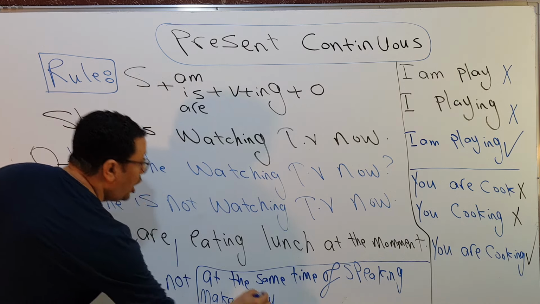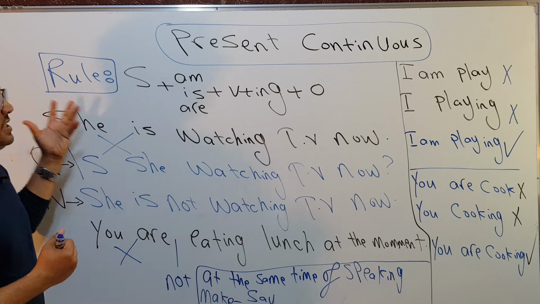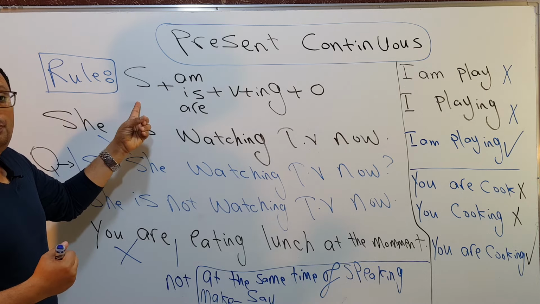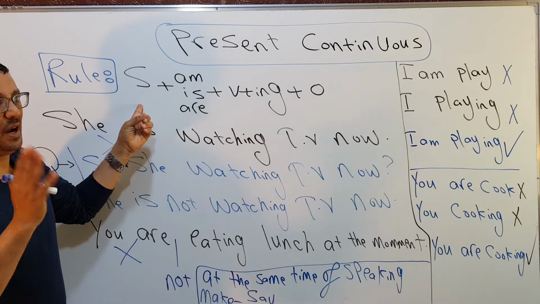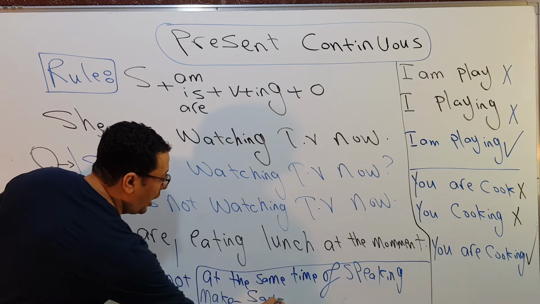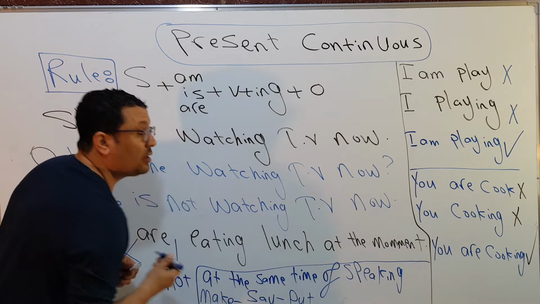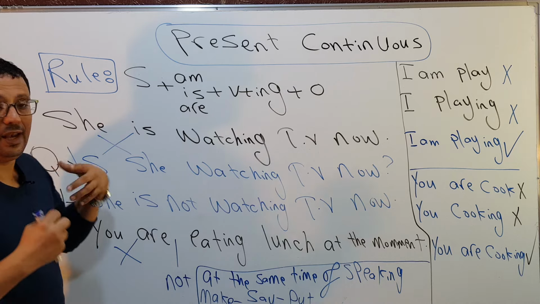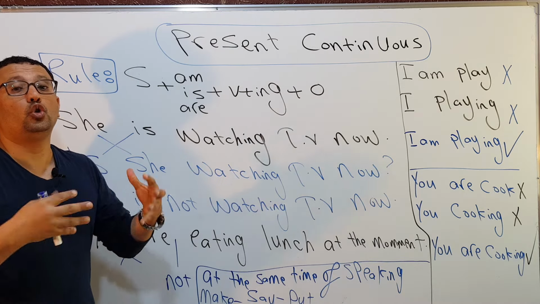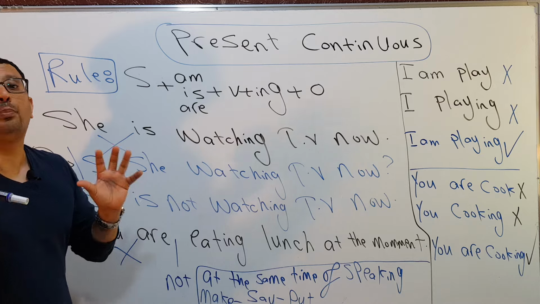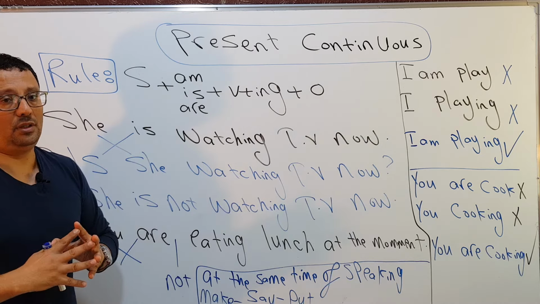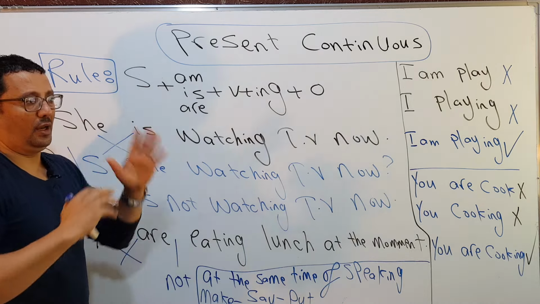The rule says, you put the subject. Subject يعني الفاعل: I, he, she, it, you, they, we. Where do you put the subject? At the beginning. Number one.